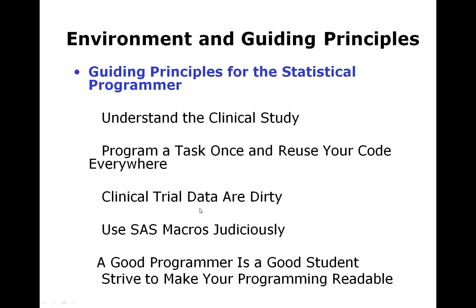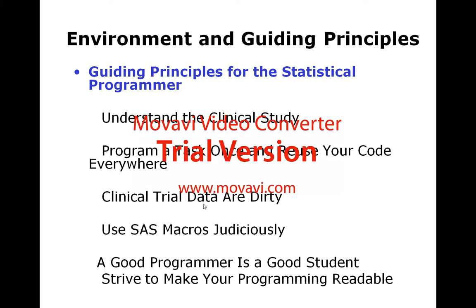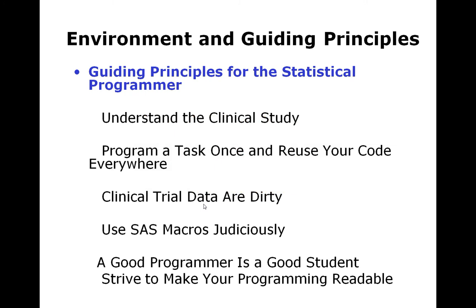Then second one is program a task once and reuse your code everywhere. Means once you write a program, you should write the program in such a way that you can use it again and again. See, we created one table using a big program like 20 pages of the program, let us assume. So you should not dispose the 20 pages of code after getting this table.